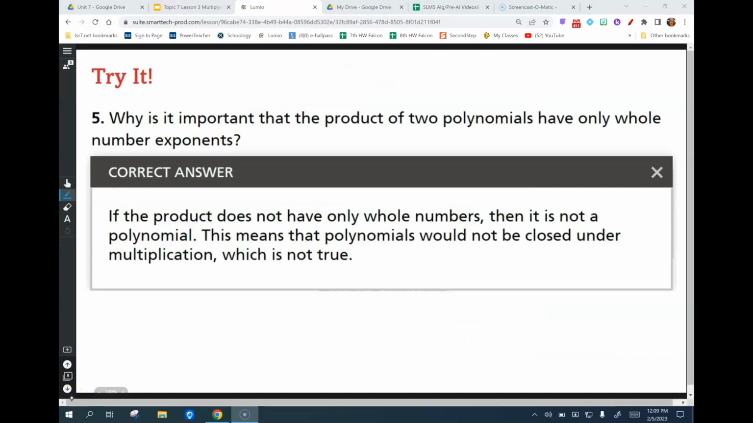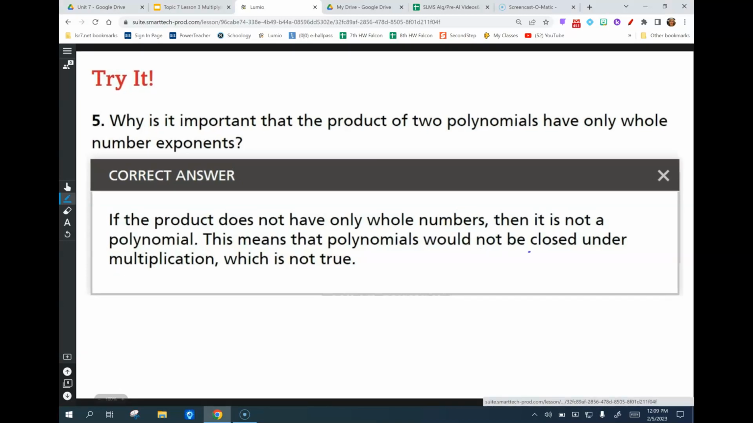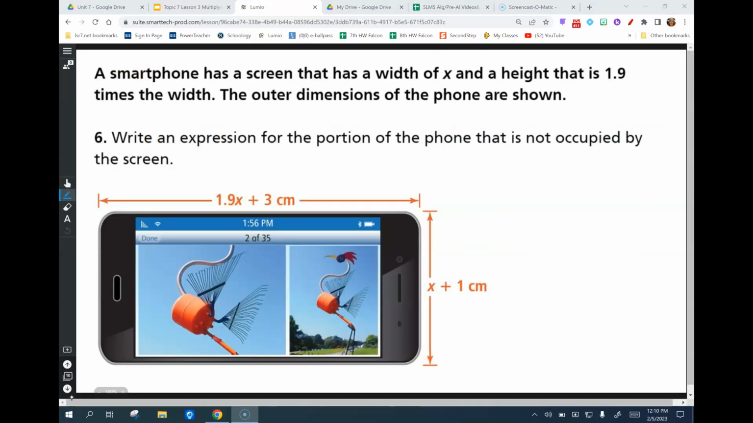Okay, so again, why is it important that the product of two polynomials only have whole number exponents? This is actually example number 5. The other thing I told you was not in your book. Because we want it to remain closed. It has to be closed under multiplication. So we have to have whole number exponents. We can't have those fractional exponents. Okay, this is example number 6.